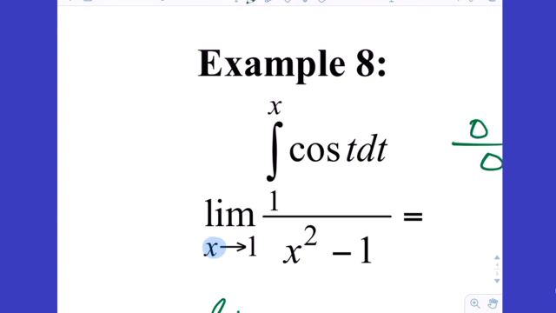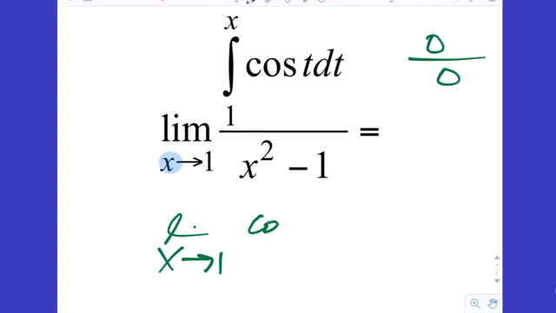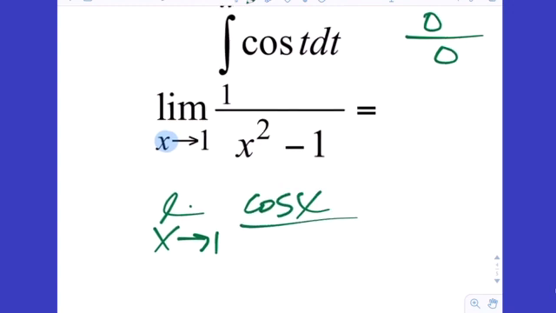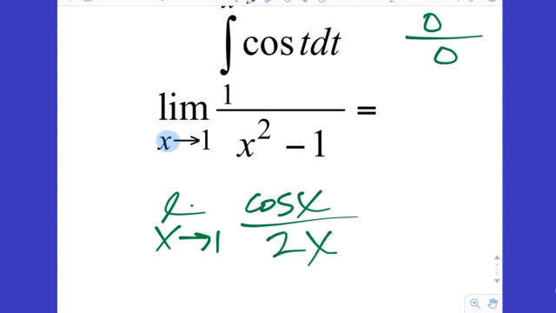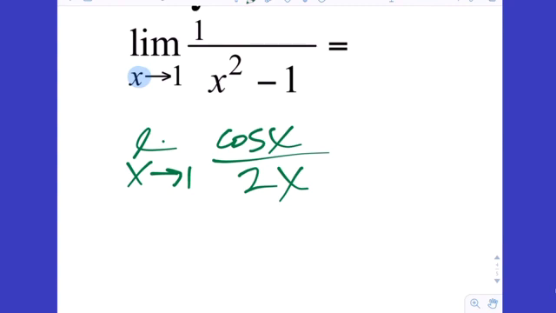So this would be the special case when you're going from a plain old number to a plain old x. The derivative is just the integrand, but now it's a function of x instead of, in this case, t. And of course, the derivative of the bottom is 2x. Now we try direct substitution, and we get cosine of 1 all over 2.